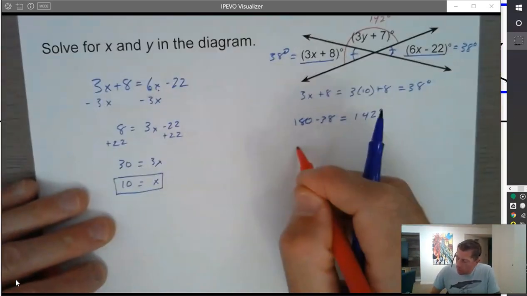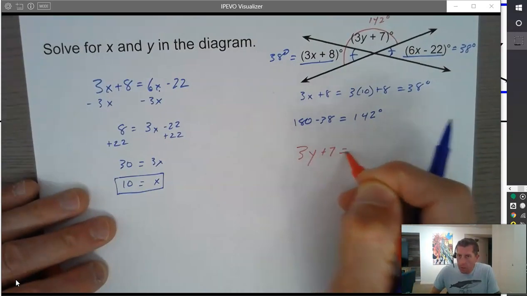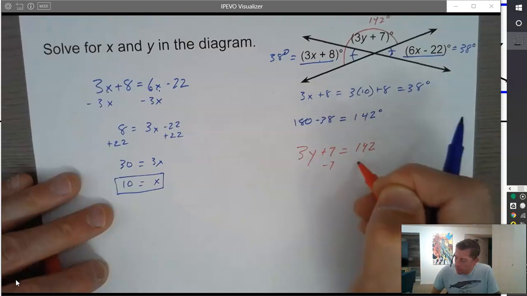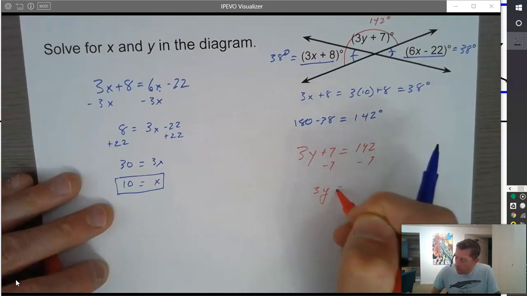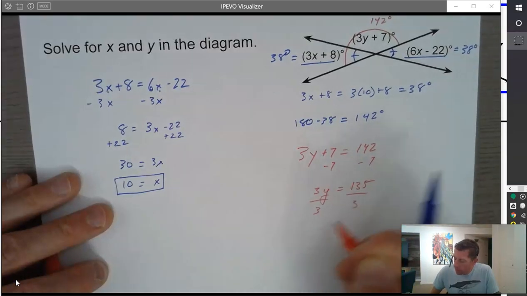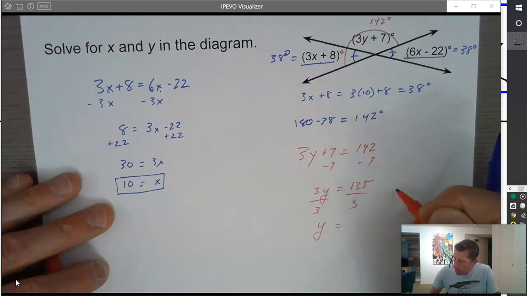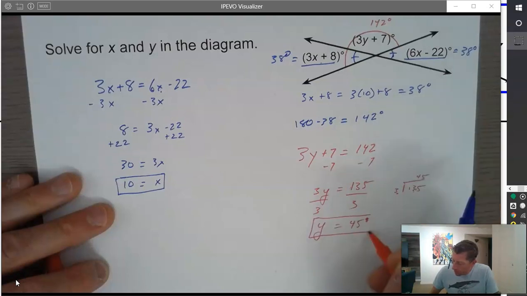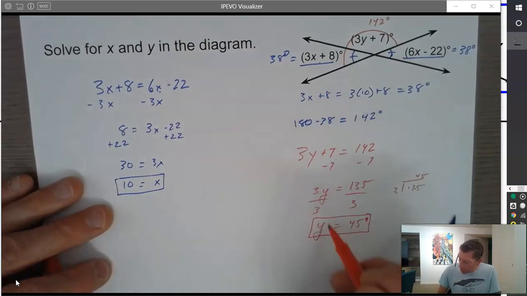So now I can set 3y plus 7 equal to 142 degrees. Subtract 7 from both sides. 3y equals 135, and I divide by 3. Y is going to equal, let's double check our math rather than just guess. 3 goes into 13 4 times with 1 left over. 3 goes into 15 5 times. Y equals 45. Not degrees, just 45. Okay, so that's one way to solve for y.